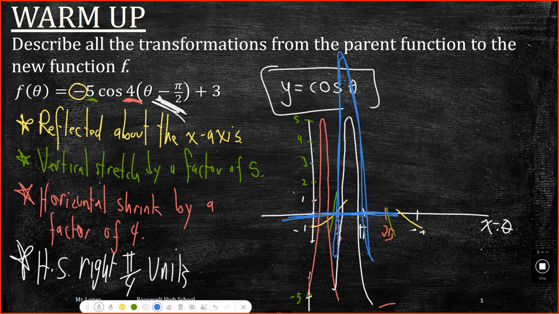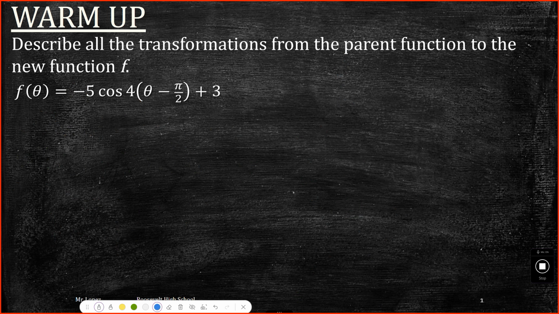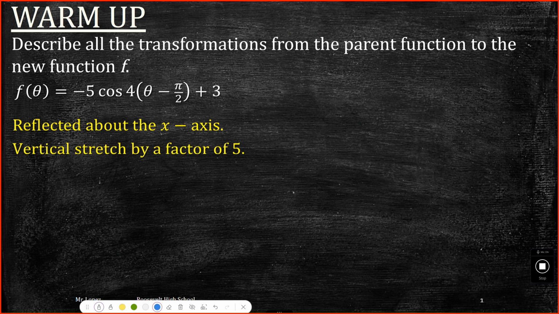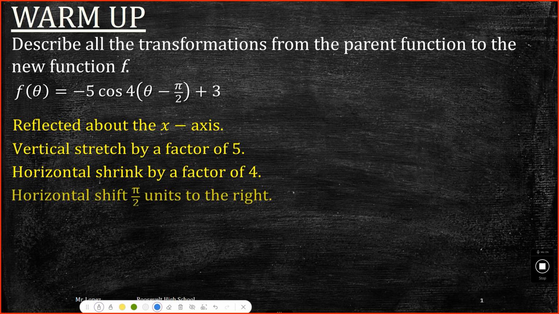That's what's happening here. But here it is just asking what are the transformations, and I'm showing you what has happened to the original function that it became this. All it's asking is describe it. Reflected, vertically stretched by a factor of 5, horizontally compressed, shrunk by a factor of 4, shifted to the right pi by 2, up 3. All right, that's it.